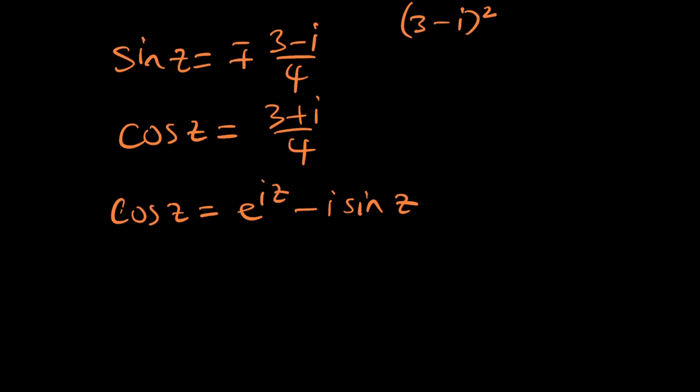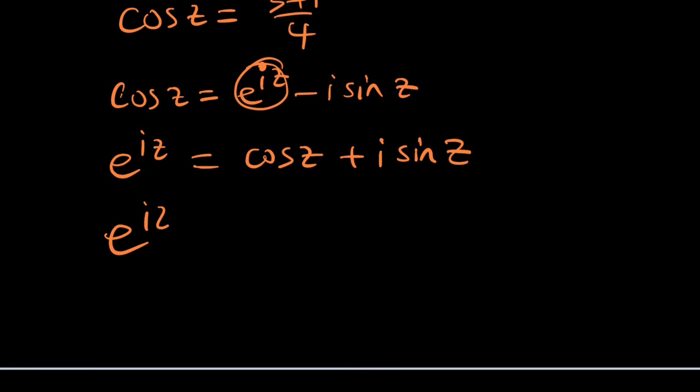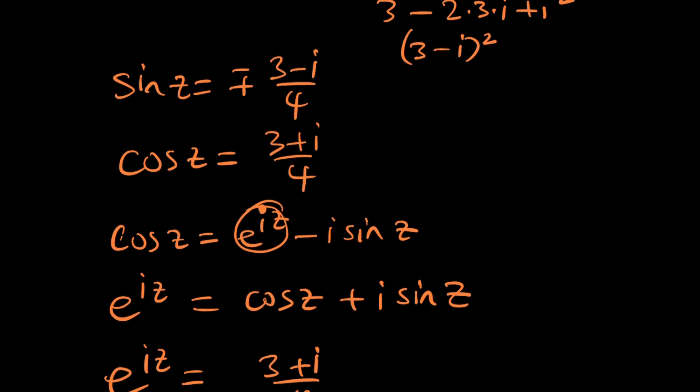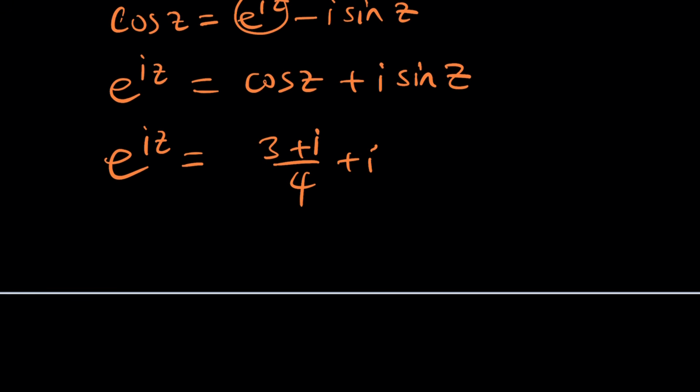Since you know sine z, you can plug it in, but that's going to give you e to the power iz. Is that a good thing? Well, since we have sine and cosine, let's isolate this again and write it as cosine z plus i sine z. And then from here, replace cosine z with 3 plus i over 4. For sine z, we're going to have two options, but let's just use the one with the plus sign first. Plus i times 3 minus, wait a minute.